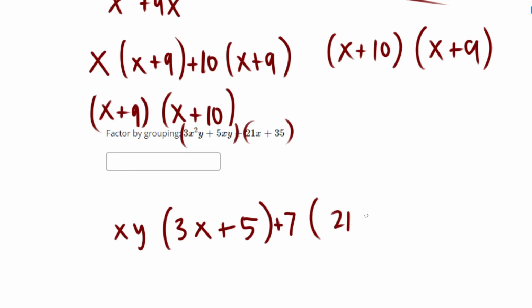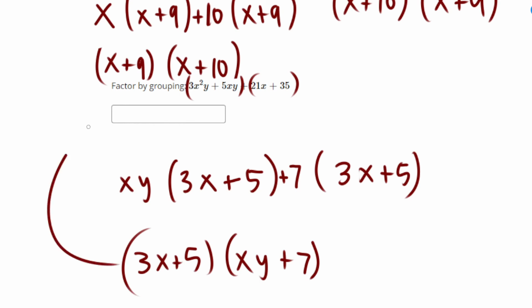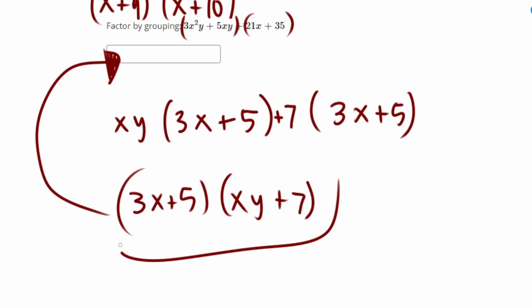we'll get 3x plus 5. And now we have one of our parentheses, which is 3x plus 5, and we have xy plus 7, and that would be your factored by grouping. Yes, that would be your answer right there.